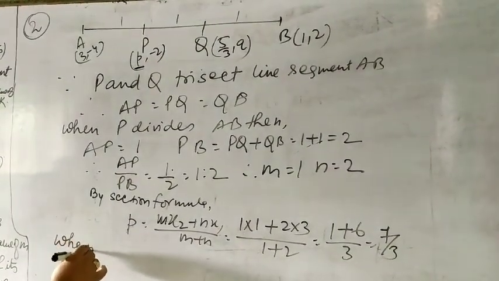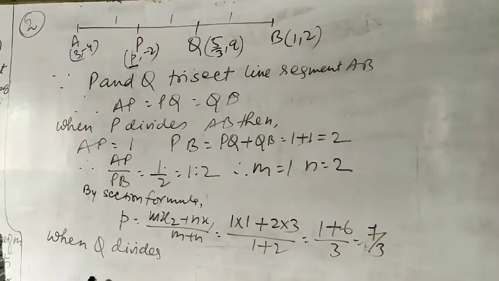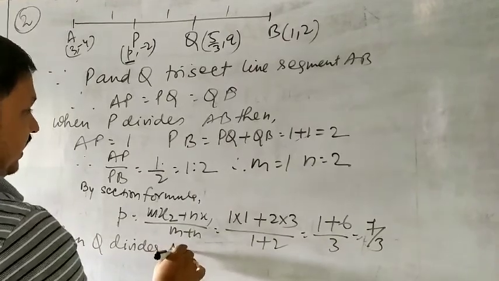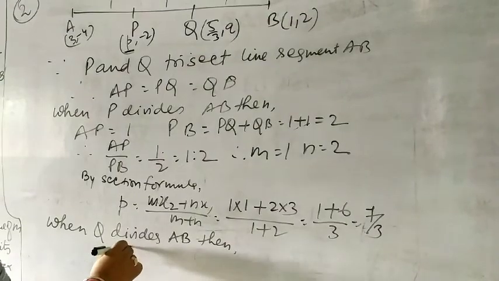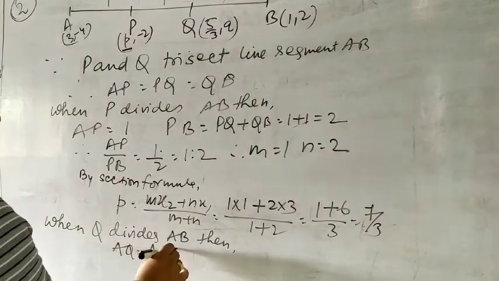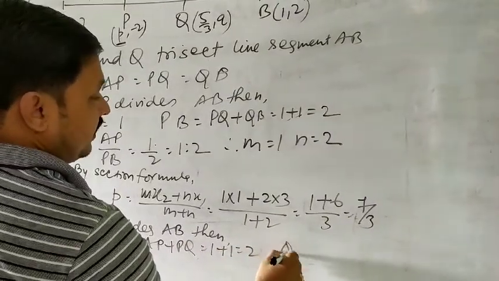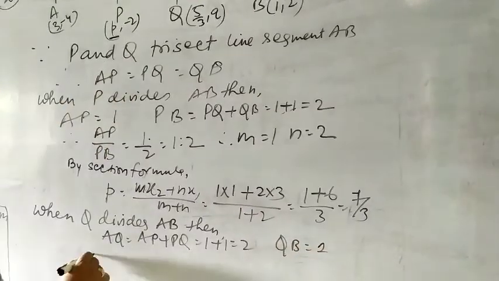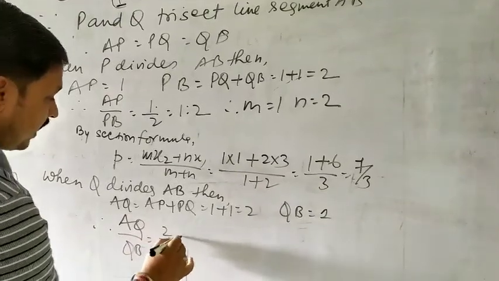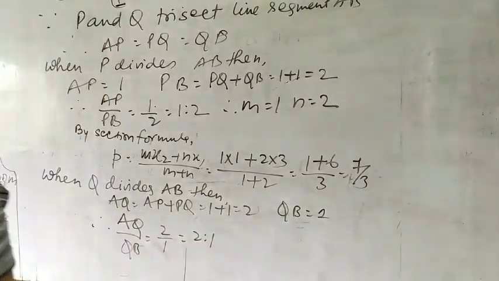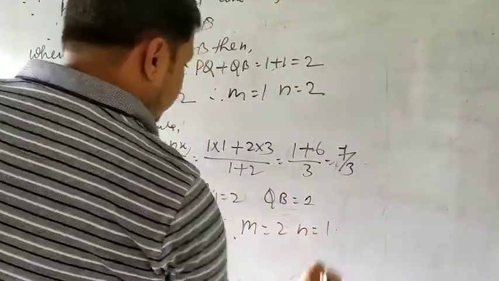When Q divides AB, then AQ equals AP plus PQ, that means 1 plus 1 equals 2, and QB equals 1. So that AQ by QB equals 2 by 1, that means 2 is to 1. So m equals 2 and n equals 1.